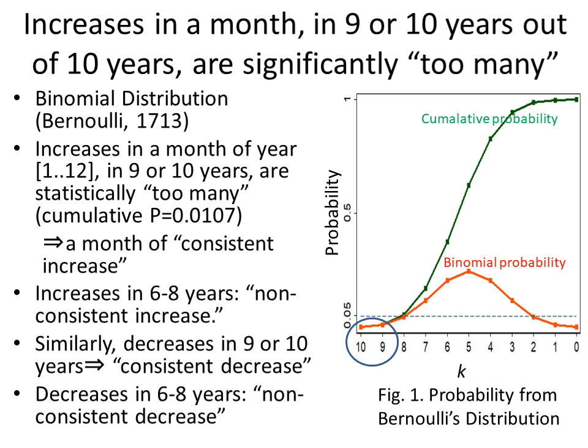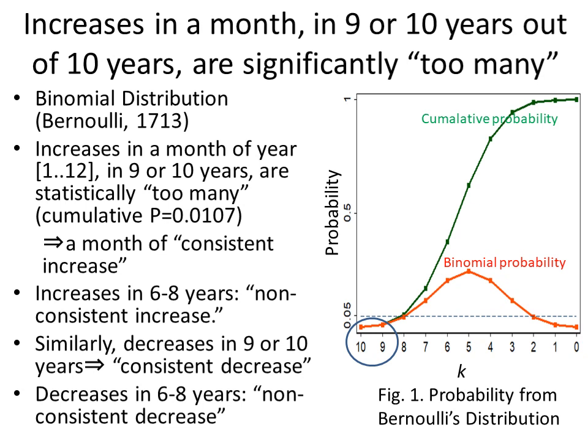The cumulative probability of recording 9 or 10 increases during the 10-year records is 0.00107. This very small probability rejects our null hypothesis. In other words, the increases in this month in a year are not by chance, but are significantly consistent. We defined increases in 6 to 8 years as a non-consistent increase.